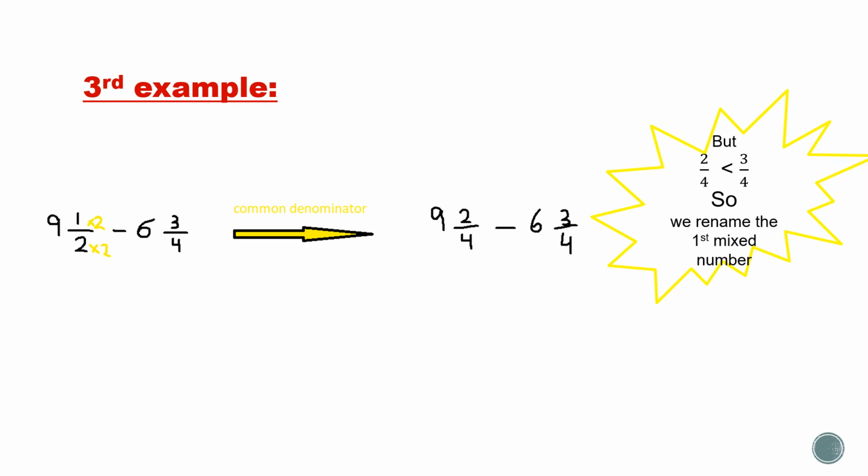Now by looking at the fractions part, 2 over 4 is less than 3 over 4. So we are not able to subtract 2 over 4 minus 3 over 4. What do we do in this case? We rename the first part of the equation, which is 9 and 2 over 4.